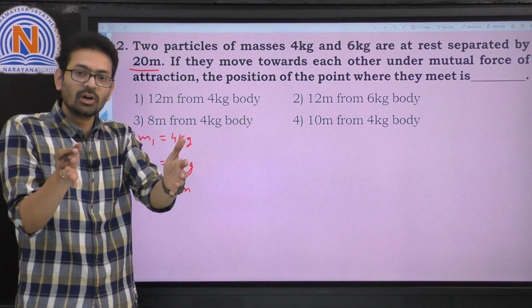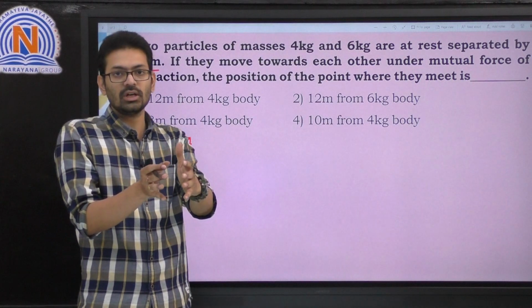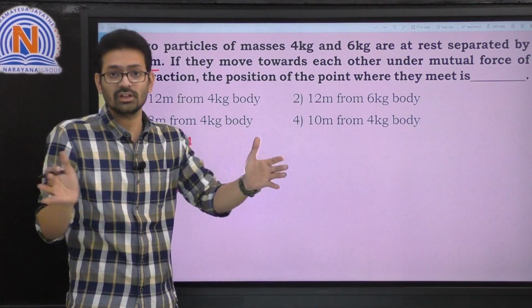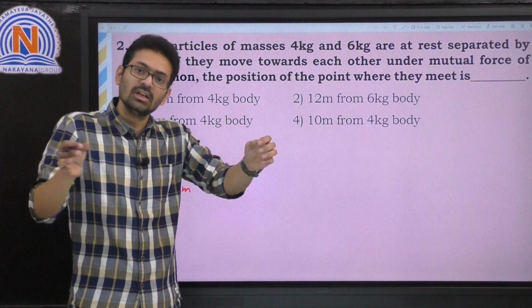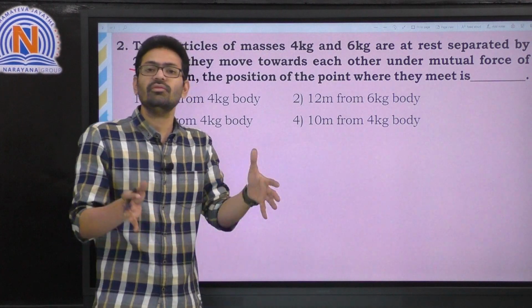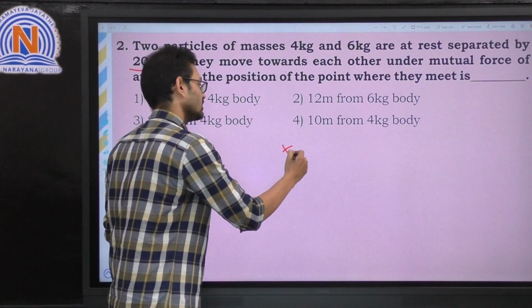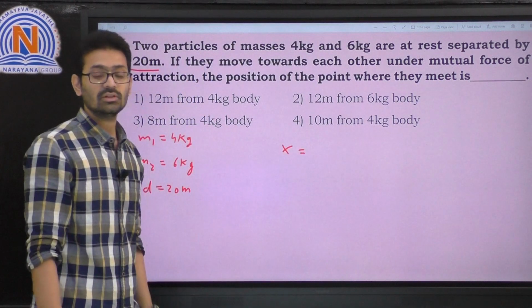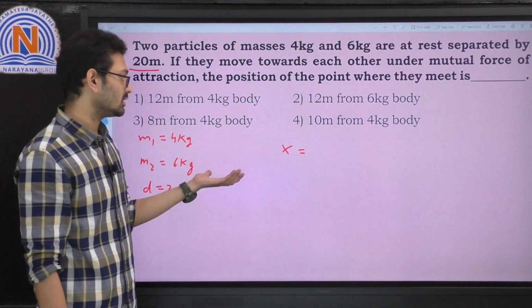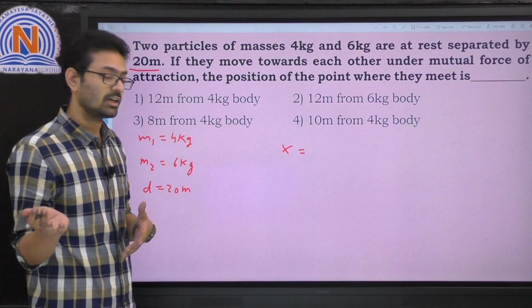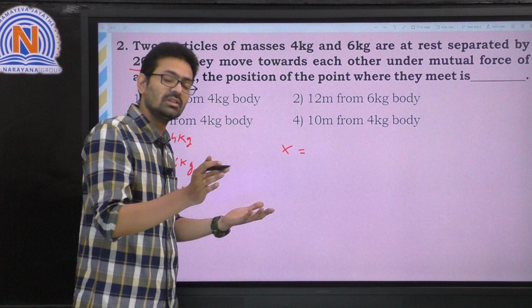The position of the point where they meet is, okay, what they want is at what point they meet. While coming towards each other, they collide actually. They meet each other. At what point are they going to meet? If you want to find that, you have to check the distance x where they are going to meet. So let us take the distance from m1. From m1's point of view, let us take the distance as x.